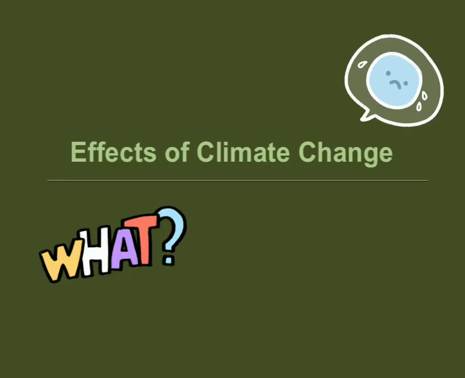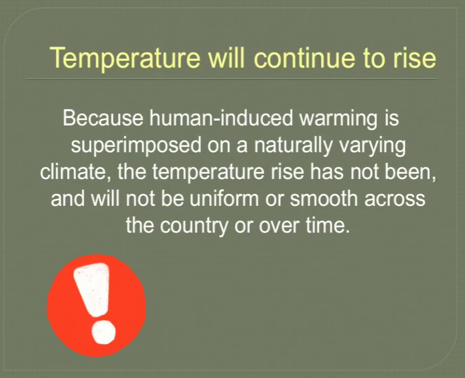Our next discussion is about the effects of climate change. There are several effects of climate change, and they are the following. Temperature will continue to rise. Because human-induced warming is superimposed on a naturally varying climate, the temperature rise has not been and will not be uniform or smooth across the country over time.